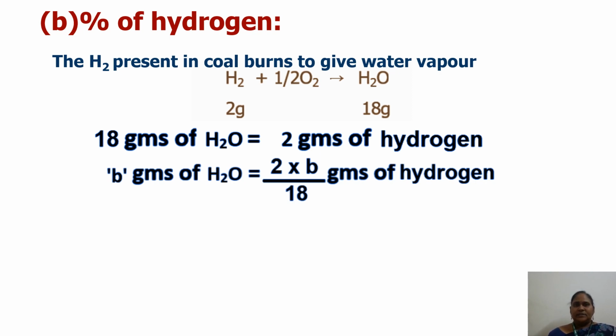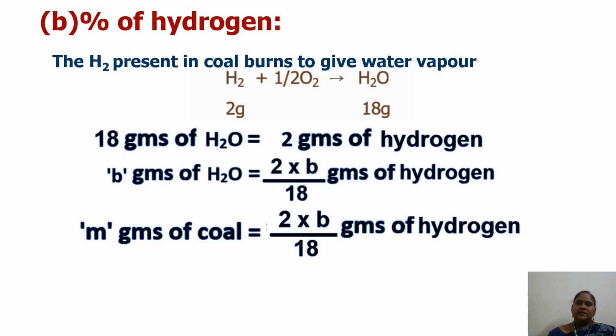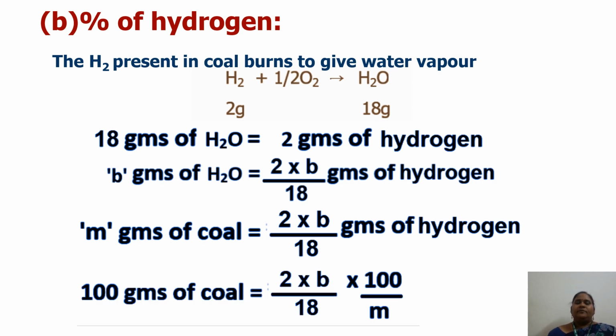And this hydrogen is present in the coal, which is taken as m grams, and hence m grams of coal contains 2 by 18 into B grams of hydrogen. In order to find the percentage of hydrogen, let us calculate for 100 grams. Therefore, 100 grams of coal contains 2 by 18 into B by m into 100.